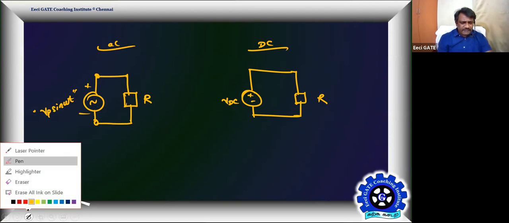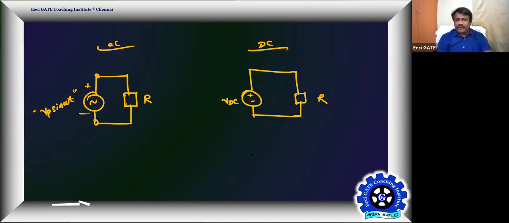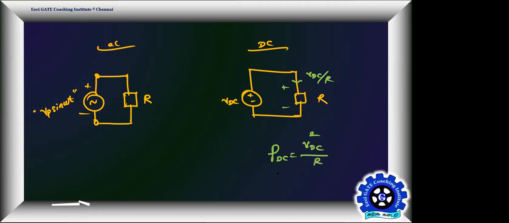So we know the DC power delivered by the source. Tell me, what is the DC power delivered by this source? What is the current? You know VDC by R, correct? The voltage across this is VDC, so the current is going to be VDC by R. And what is the power? V into I, so VDC into VDC by R. The result is going to be V square DC by R. Agree everyone?